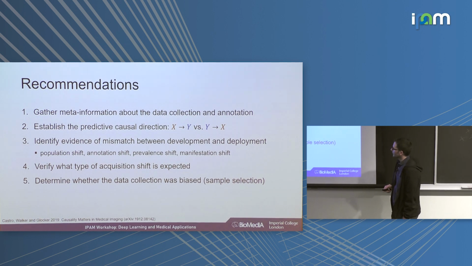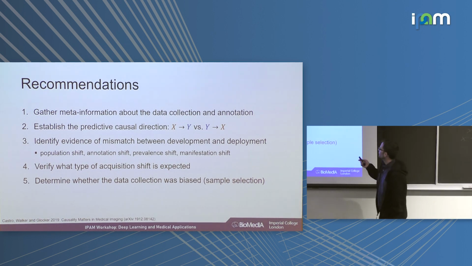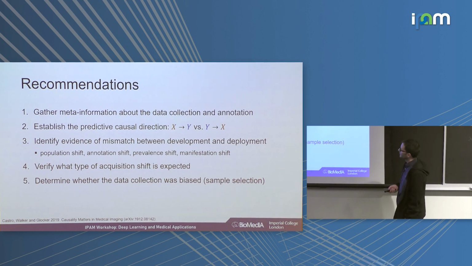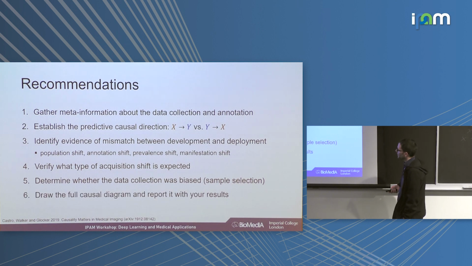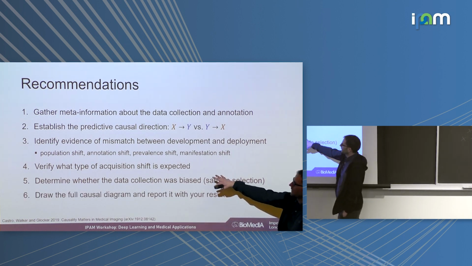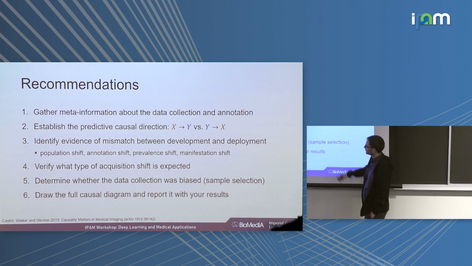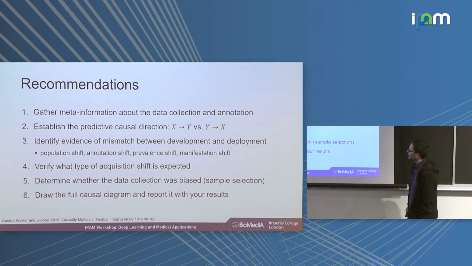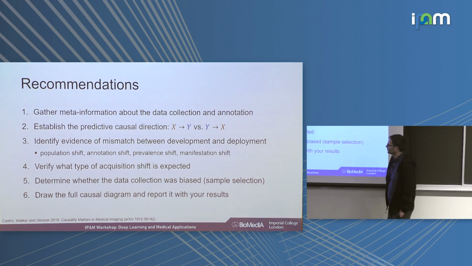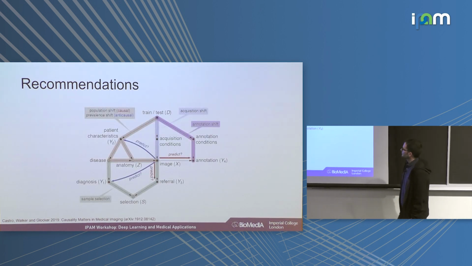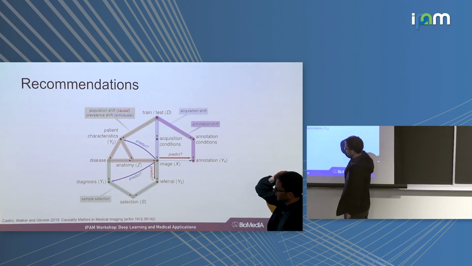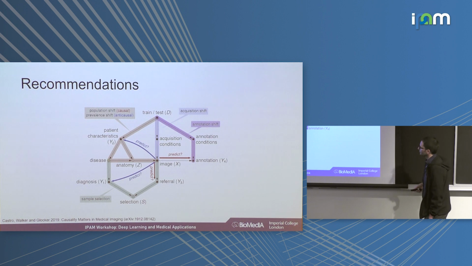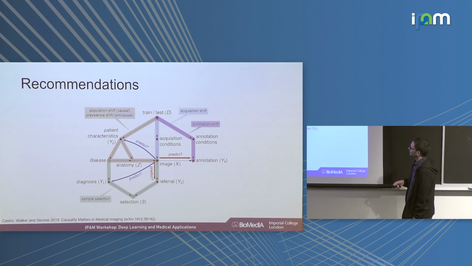So these are the recommendations we have. That you should gather the meta information. It's important to report what are the assumptions, what are the things that you do to collect your data, to annotate your data. You should try to establish your causal relationship. You should try to identify any mismatches. You should talk about what you expect might happen after deployment. And you can talk about how biased your data set is and so on. And in order to help people with drawing the full diagram, we came up with a scaffold which tries to capture the most important things that might happen when you do predictive analytics in medical imaging. So you can use that, refine that, go into more detail or less detail in certain areas.